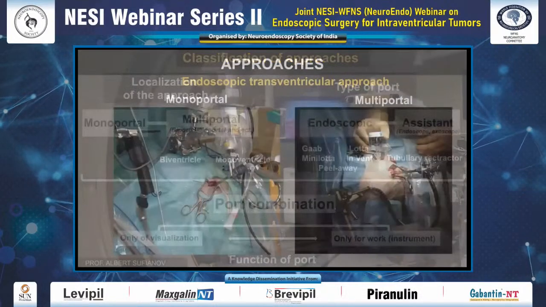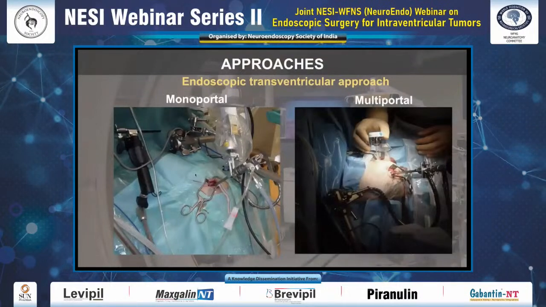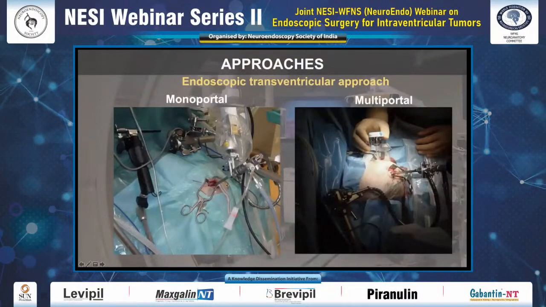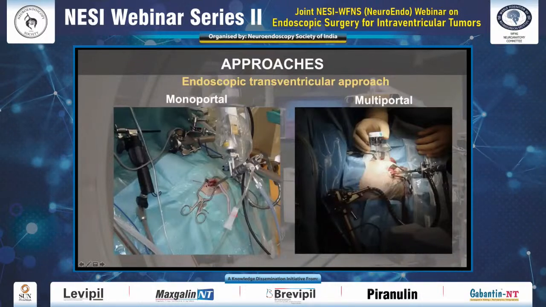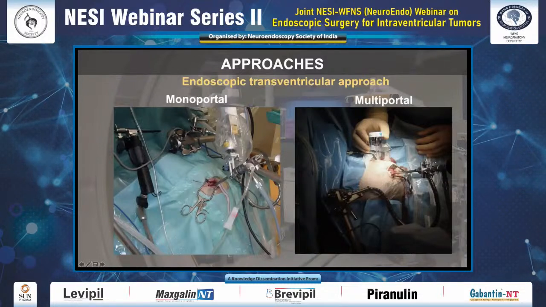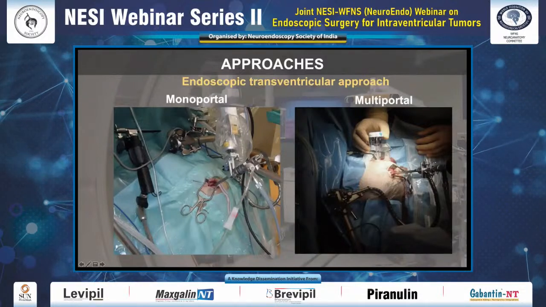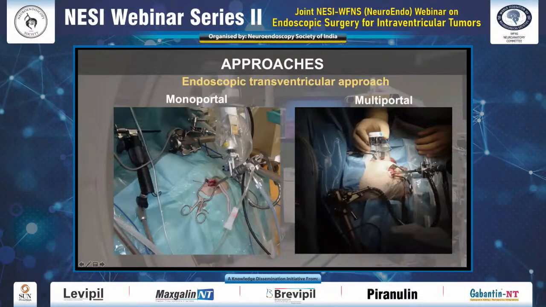This is an example of the operation field. For example, with the monoportal approach, no big craniotomy, just only burr hole 1, burr hole 4, for example, like this. And this is a pure endoscopic option, for example, for removal of tumor. This is a multi-portal, but the example by biportal approach.